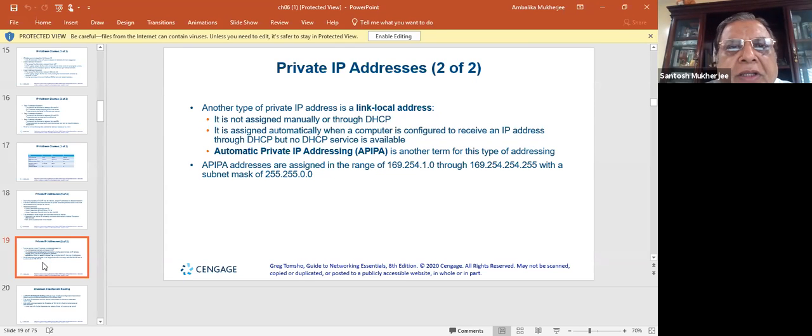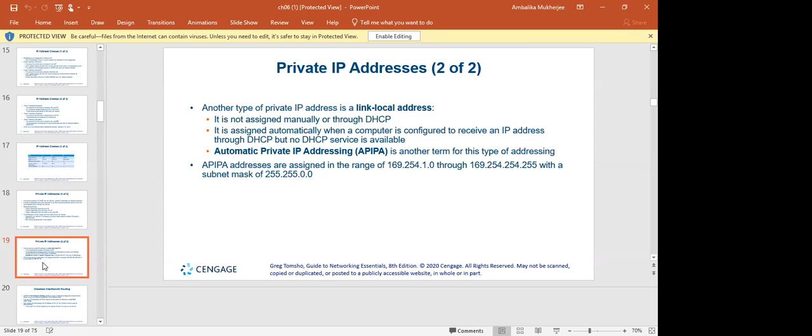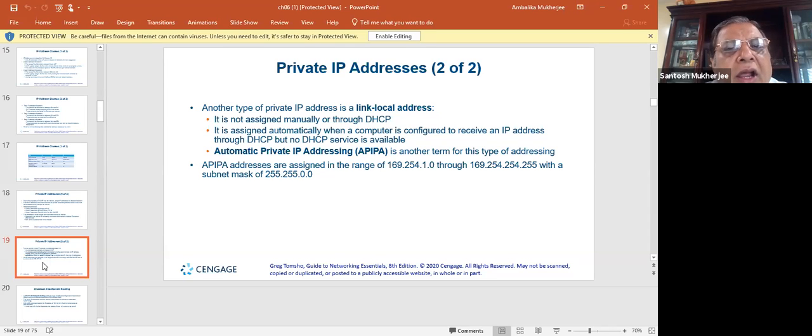So let me continue with this. So private IP address, we have link local address. It is not assigned manually or through DHCP. It is assigned automatically when a computer is configured to receive an IP address through DHCP, but no DHCP service is available. So usually what happens is we have a type of private IP address in a link local address.